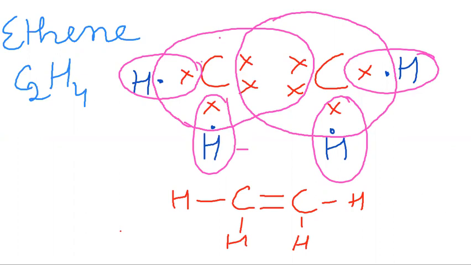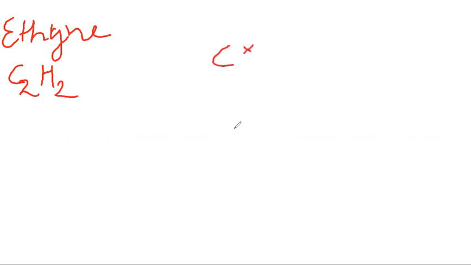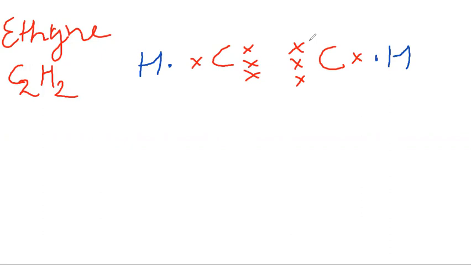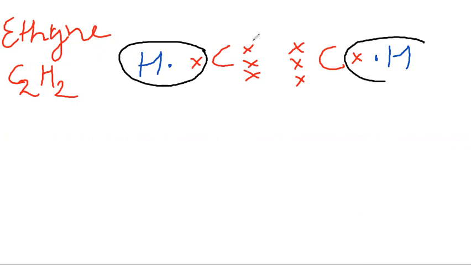Now let us take another example. This time we take ethyne. Ethyne is C2H2, means it is having 2 carbon atoms and 2 hydrogen atoms. So let us draw these carbon atoms like this, and the electrons of the second carbon, and let us have the hydrogen here with its electron. Now hydrogen will share its electron with carbon atoms.